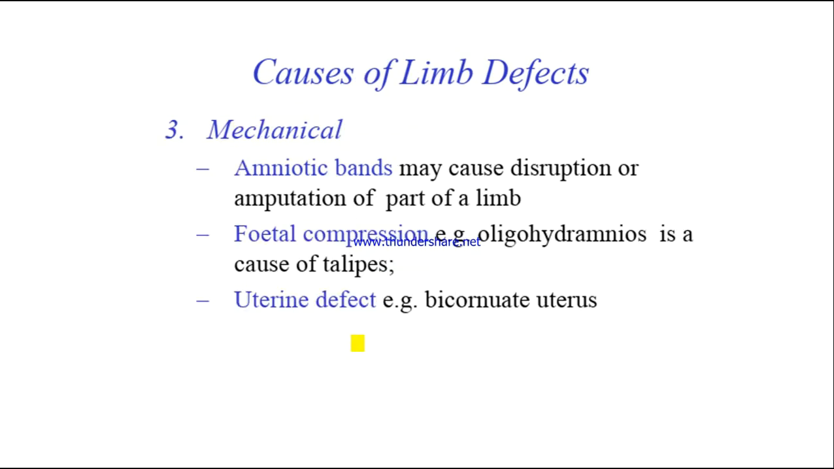Some of the mechanical causes are amniotic bands, which may cause disruption or amputation of part of the limb, or focal compression or fetal compression, e.g. oligohydramnios, the cause of talipes, and uterine defects, for example, bicornuate uterus.